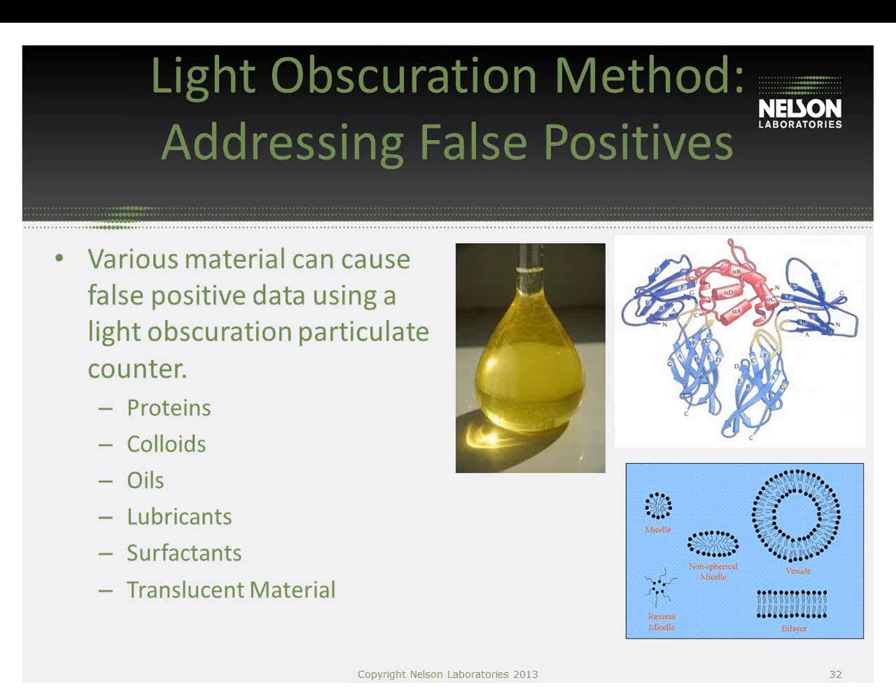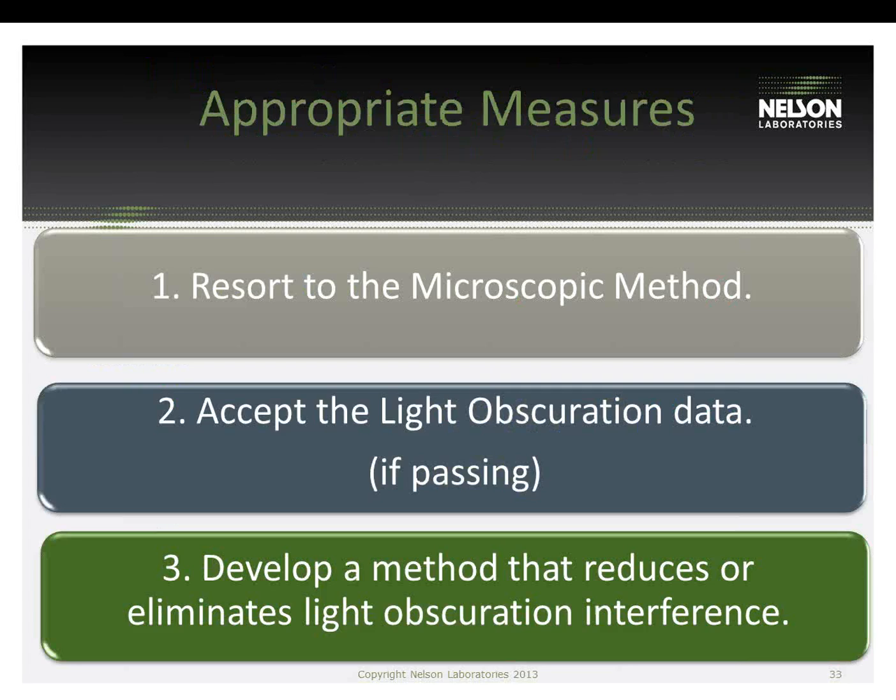Colloids, so any type of micelles or vesicles that may form from different oils or surfactants. Lubricants, which also can fall under colloids, and then surfactants, which again can form micelles, bilayers, and other types of compounds that can cause problems. And also translucent material. Anything that is not completely clear, certainly not opaque, but somewhere in between, can also diffract that light in such a way that we may observe some very strange counts.